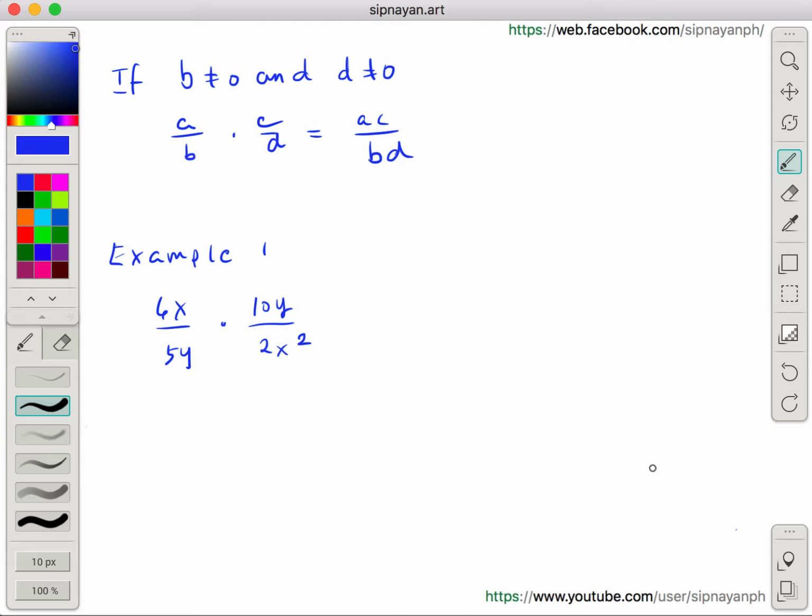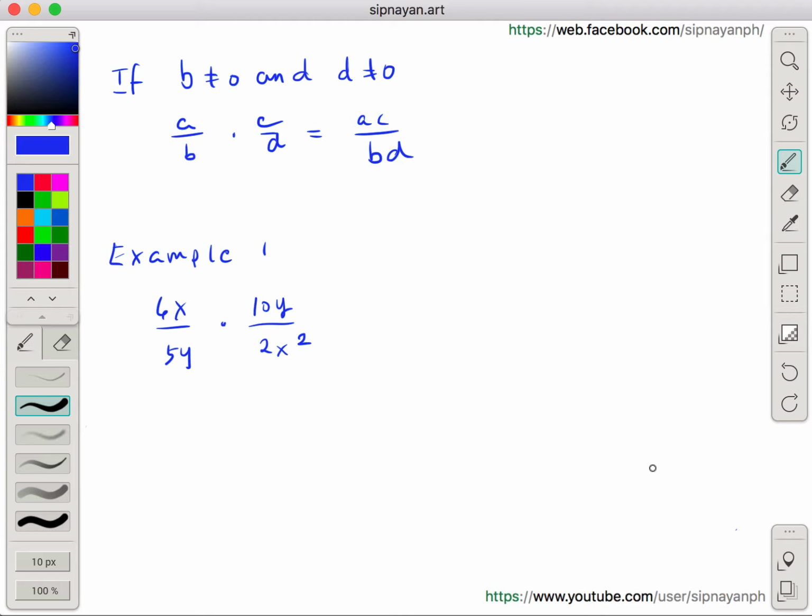And kung sinusundan nyo itong series na to, ang previous video natin, ang pinag-aralan natin ay about multiplication of rational numbers. So in this video, i-expand natin sa algebra. Ang gagawin naman natin is to multiply rational expressions.